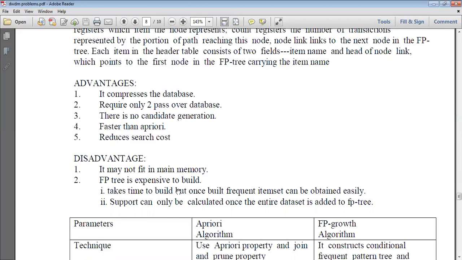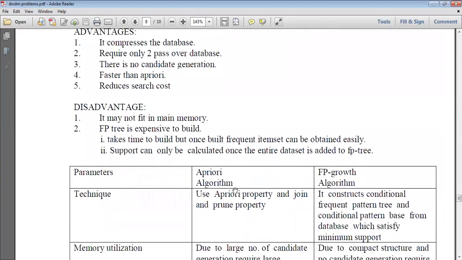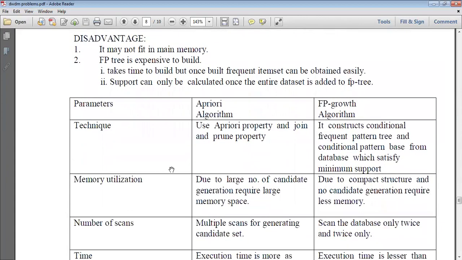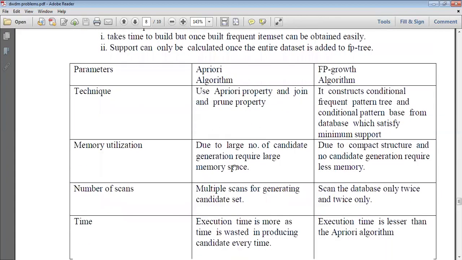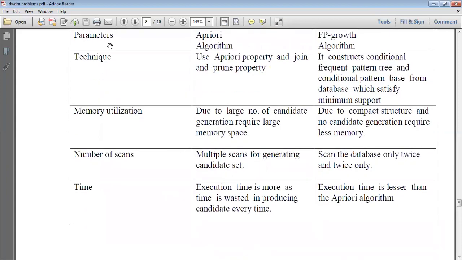In a similar way, we have now discussed the advantages and disadvantages of FP growth. Now we can compare the Apriori algorithm and the FP growth algorithm based on parameters. The technique in Apriori uses the Apriori property, the join and prune properties. So here we have to use two properties: the join and prune, or generate and prune, properties.